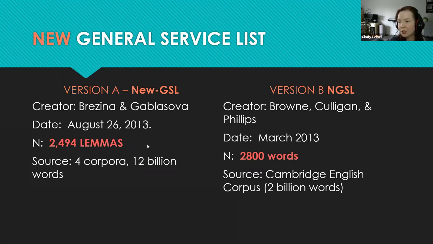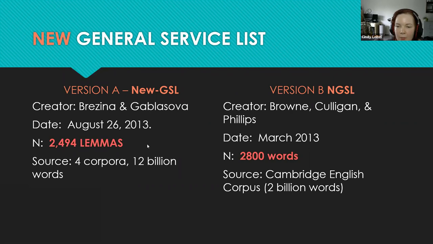My only question mark for version B is, this one doesn't have much documentation as to how it was created. Version A was put through the standard academic process. Version B, I haven't found too much. Last I checked, there was just a small snippet from a conference in Japan. So I'm still waiting to find out more information about that.